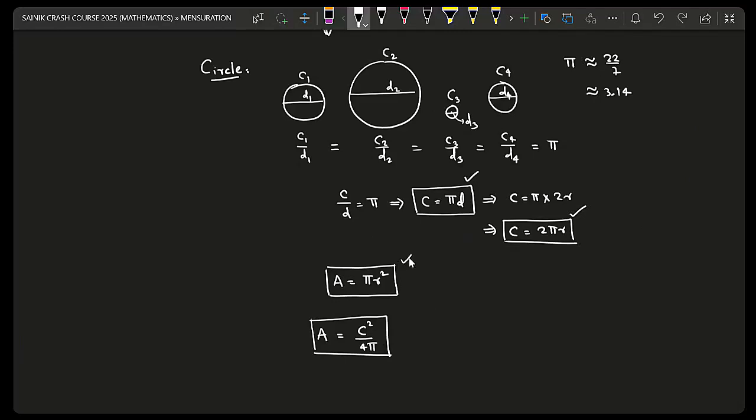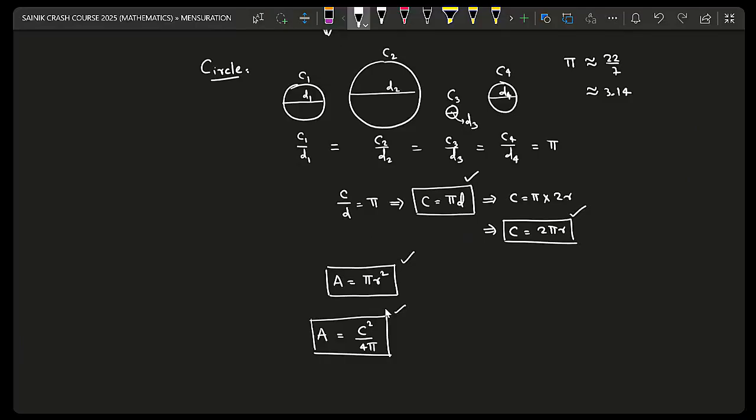So you remember all these formulas. Let us revise once again what are the formulas useful in circle. Circumference is pi d, pi times the diameter. And when radius is given, we can use the formula circumference is 2 pi r. And how to find the area of the circle? That is pi r square. And there is a relationship between area and circumference, that is A is c square by 4 pi.